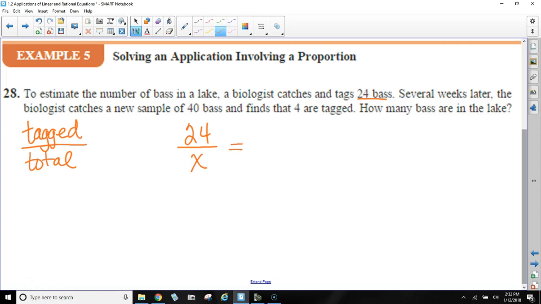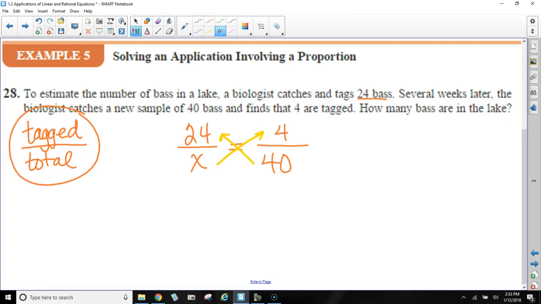That is proportional to what happens several weeks later when he catches a sample of 40 bass total and finds that 4 are tagged. Now, when we set that ratio up, we still have to follow the same guidelines, where 4 are tagged out of the sample total of 40. So we have tagged is to total as tagged is to total. We can solve this proportion by clearing fractions. And like I was telling you, in a proportion, the shortcut is to cross multiply.